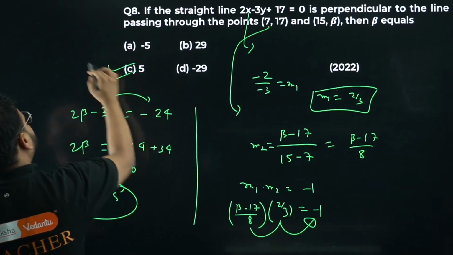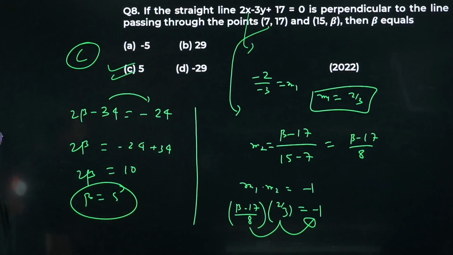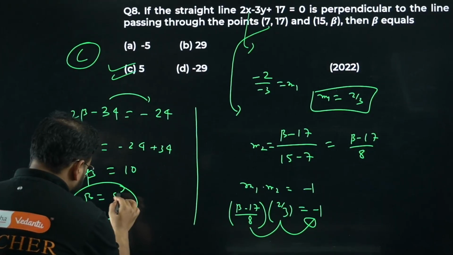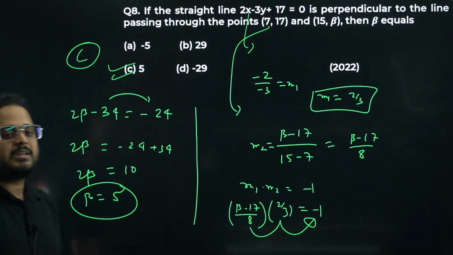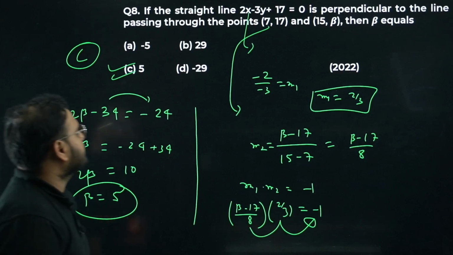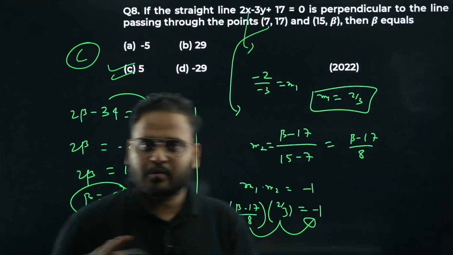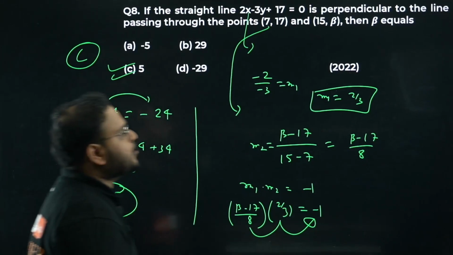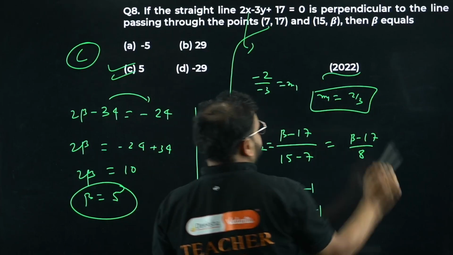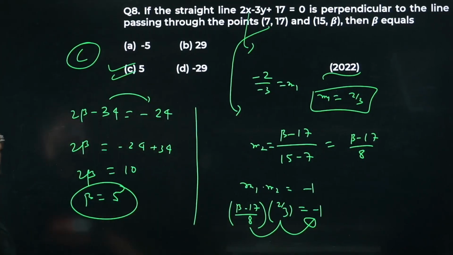Option C is correct. Please check. Beta is 5. Option C is correct, sir. Okay. 8th is done. 9th one now. We'll solve question number 9. It was also a PYQ 2022. Okay. 8th question was there.